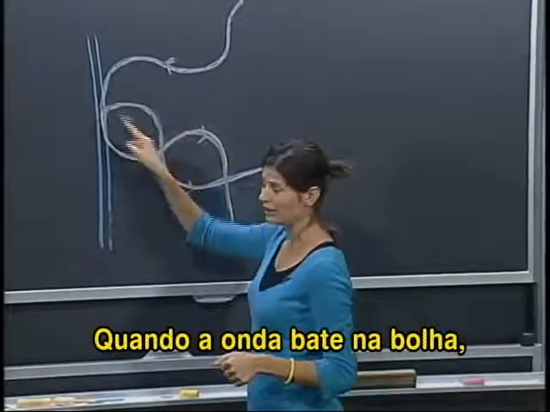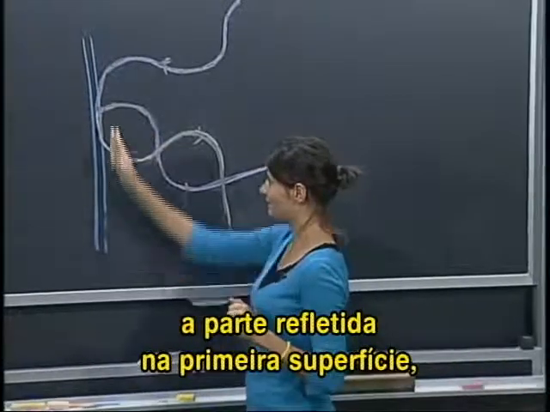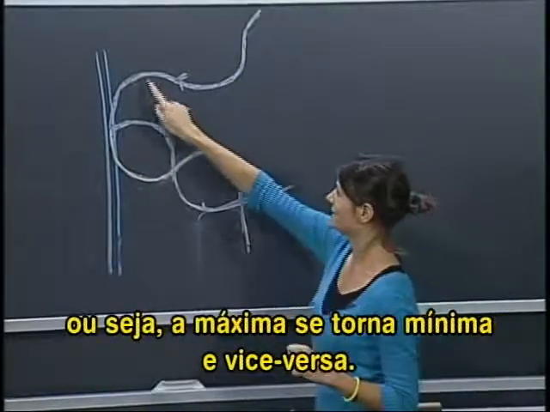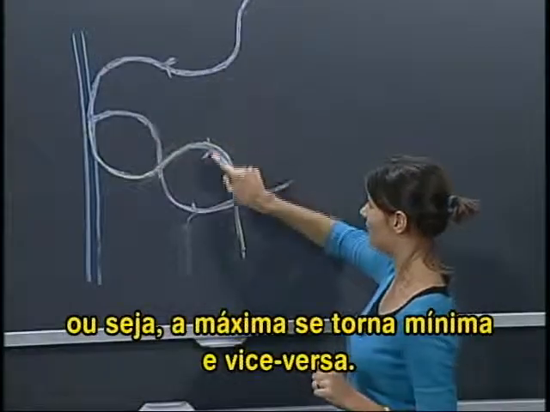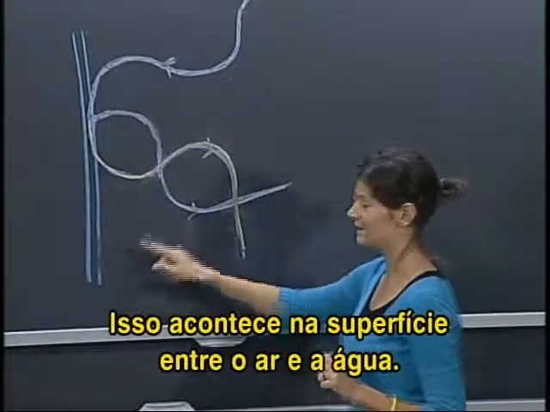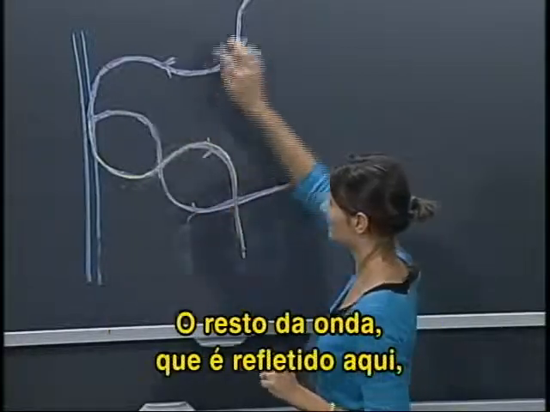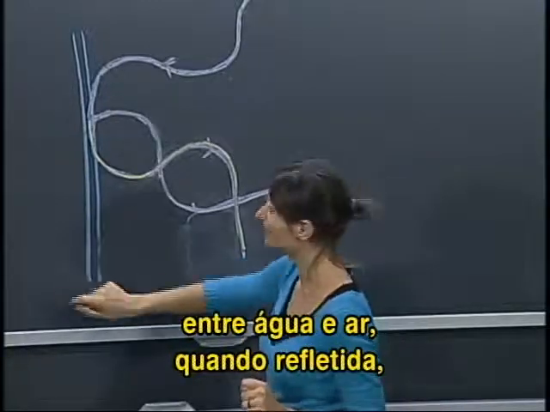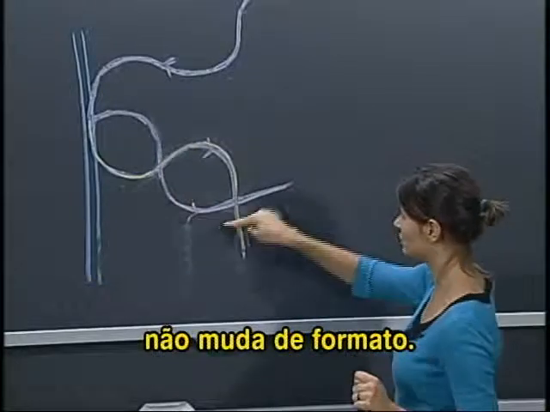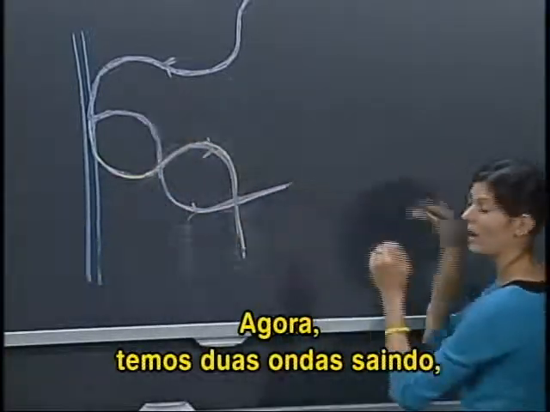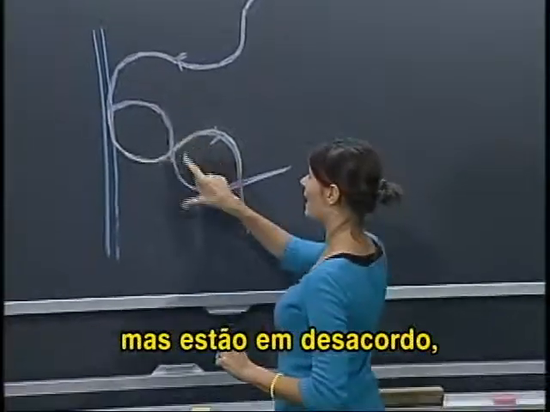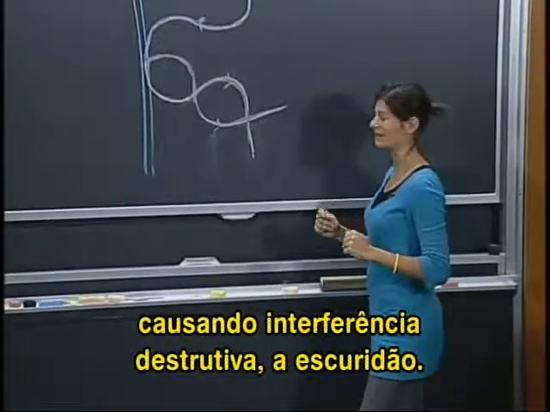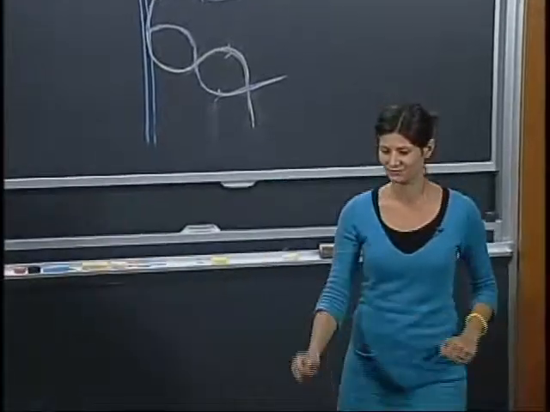When we have the incoming wave, the part that is reflected at the first surface is changing phase. This means that the maxima become minima and vice versa. This happens at the surface between air and water. The rest of the wave that goes through and is reflected here between water and air doesn't change phase. So now we have two outgoing waves, but they are out of phase. So we will have a destructive interference, something black. And this is how our problem is solved.